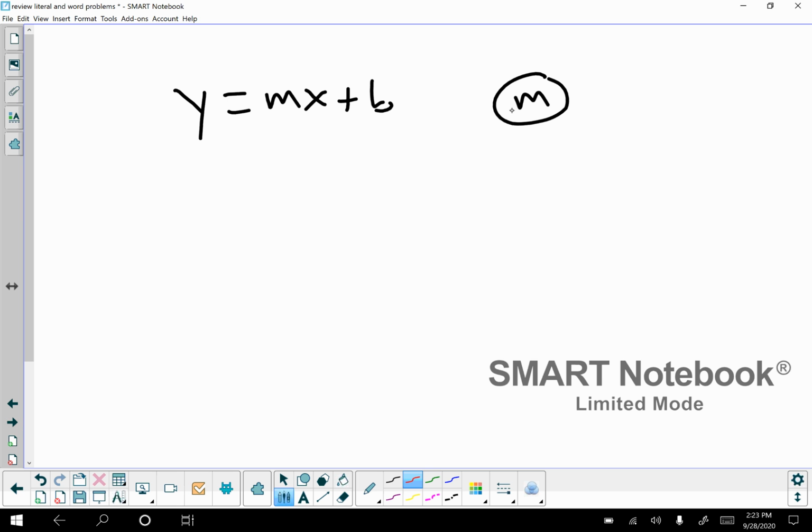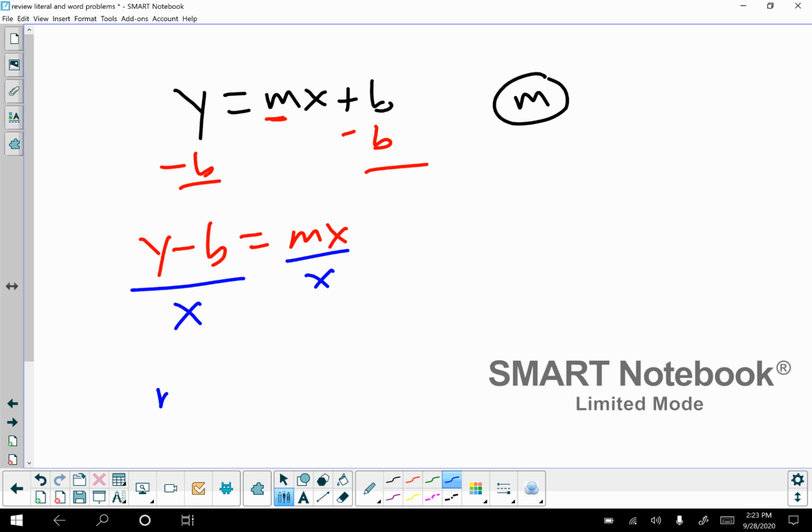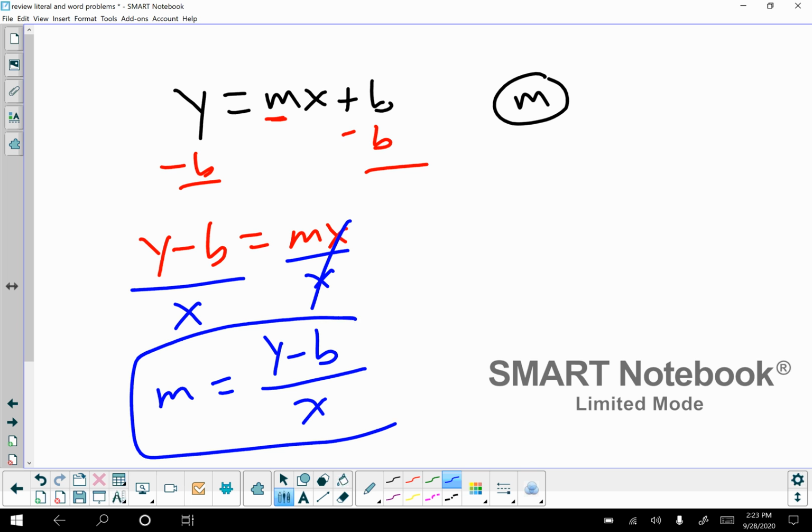y equals mx plus b. I want to get m by itself. So I'm going to subtract b from both sides first. How are m and x being held together? Yeah, by multiplication. So if I divide both sides by x, I find that m is equal to y minus b all divided by x. There's our answer.